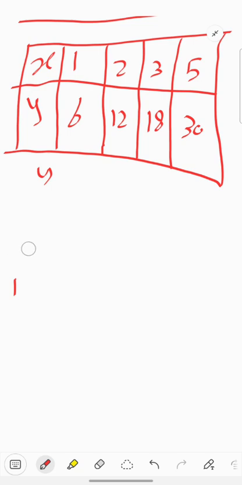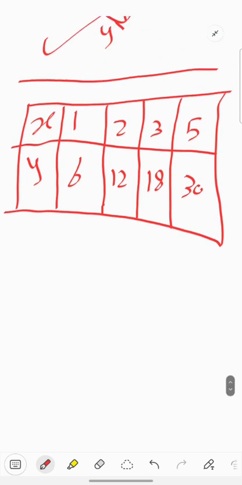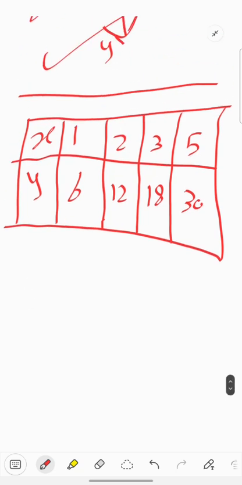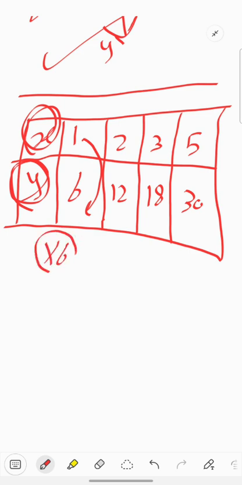Okay, but if we need to solve it without plotting the ordered pairs, how do we do it? First, we have a relation between x and y, right? So 1 becomes 6. 1 becomes 6 by multiplying by 6, right? So this is called the constant of ratio or the rate of change.